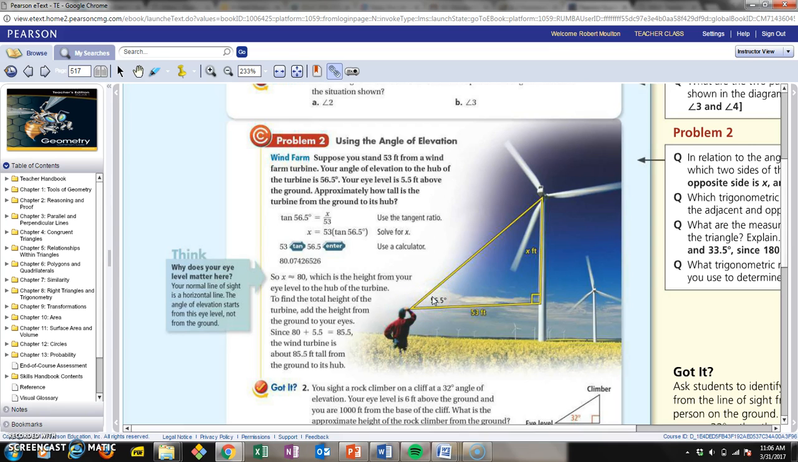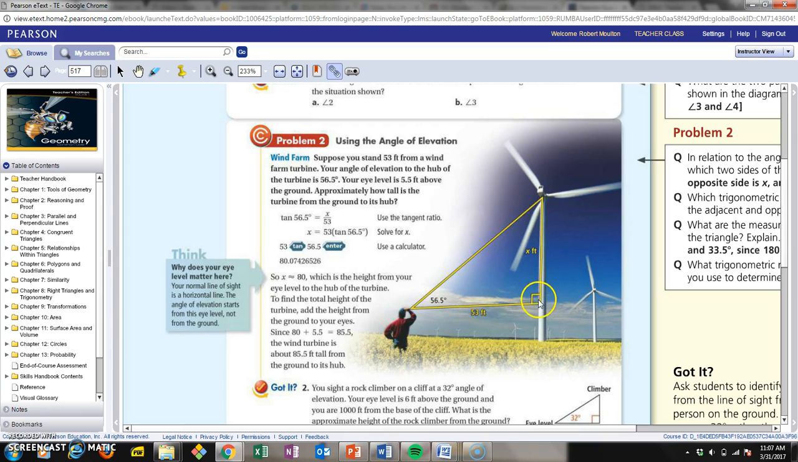So we're going to set up a trig ratio. From this angle, we're using the opposite leg and the adjacent leg. So we have to use what? TOA, tangent. So tangent equals opposite over adjacent. And you can see that's what they do here. So x over 53, then multiply the 53 over to this side, and you'll get about 80 feet. And then we want to know how tall the wind turbine is.